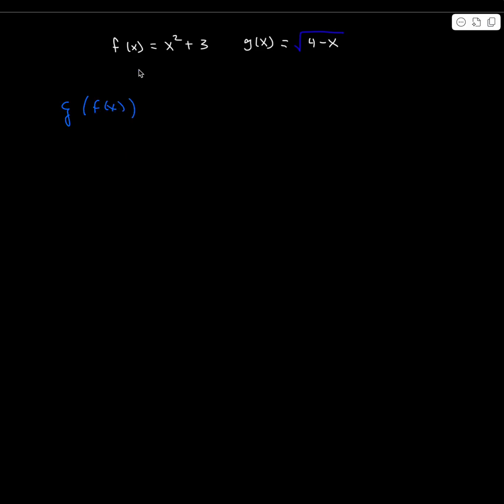All right, so we have to consider f of x. Any restrictions here? And the answer is nope, there certainly isn't. There are no restrictions on this domain, okay?